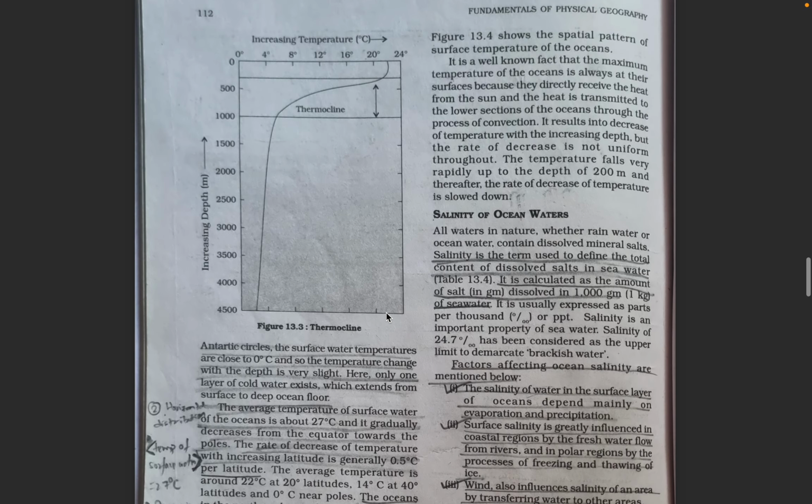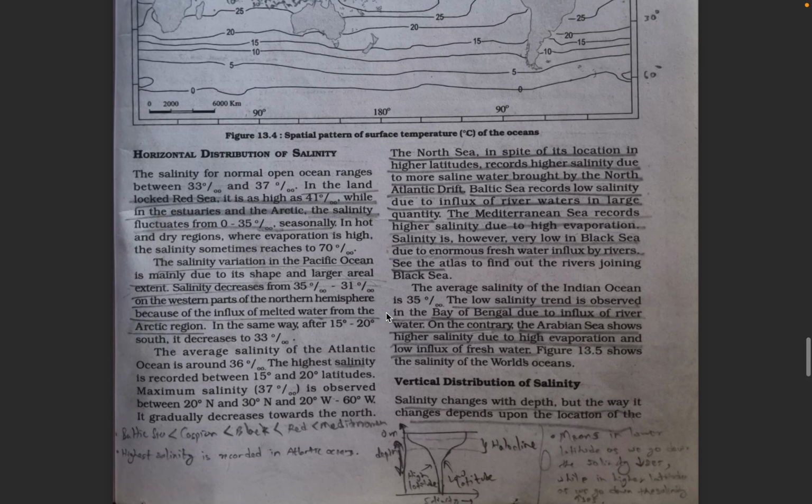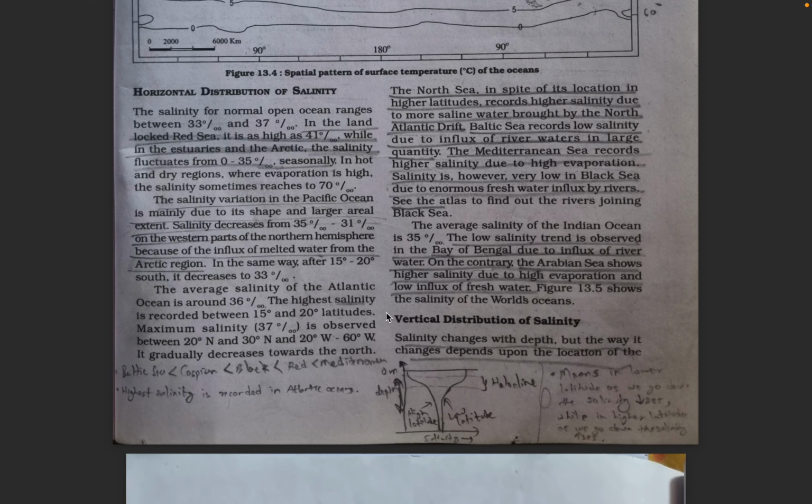Okay, so I have covered all the extra points also. And now, horizontal distribution of salinity. The salinity for normal oceans ranges between 33 and 37. As we know, 35 is the average salinity, 35 parts per thousand. In the landlocked Red Sea, it is 41 parts per thousand, while in the estuaries it fluctuates, like in the Arctic, from 0 to 35 seasonally. Because of the high flow of water, the salinity decreases in that area.